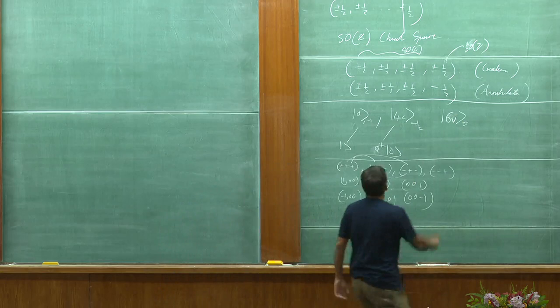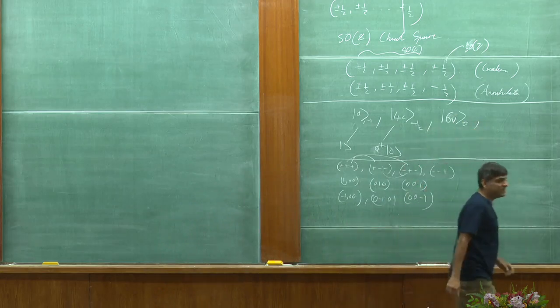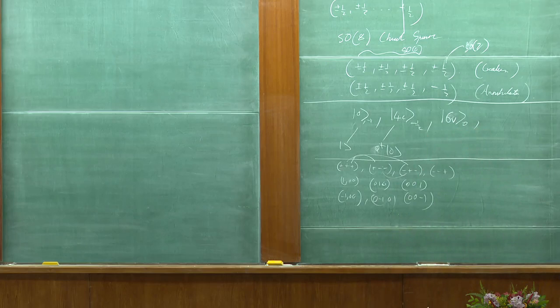Okay. Now, what about the next one? How many states will there be? 4. Good. What will the representation be? Okay, first the U1 charge.